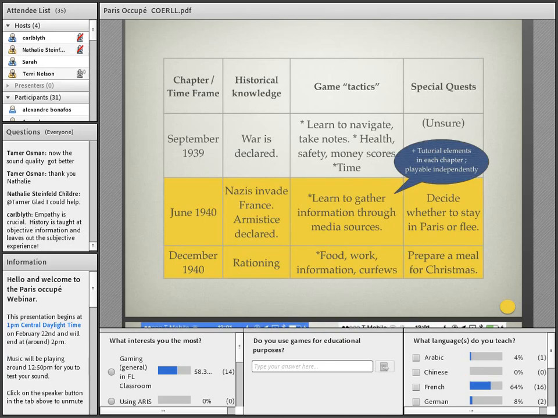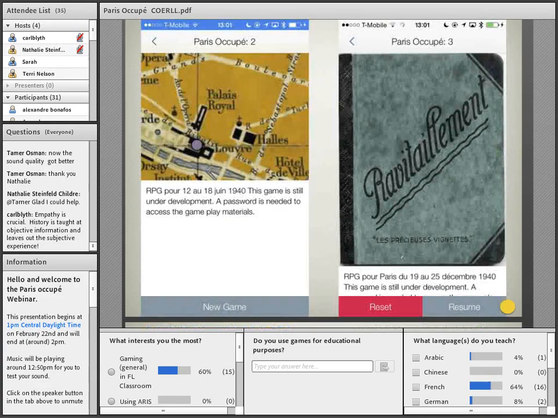Then the second chapter that I've completed is December 1940, which is a chapter on rationing, and their special quest is to prepare a meal for Christmas. This is a chapter I've pilot tested twice. Let's see the introductory screens for those, which kind of set the stage for the students.